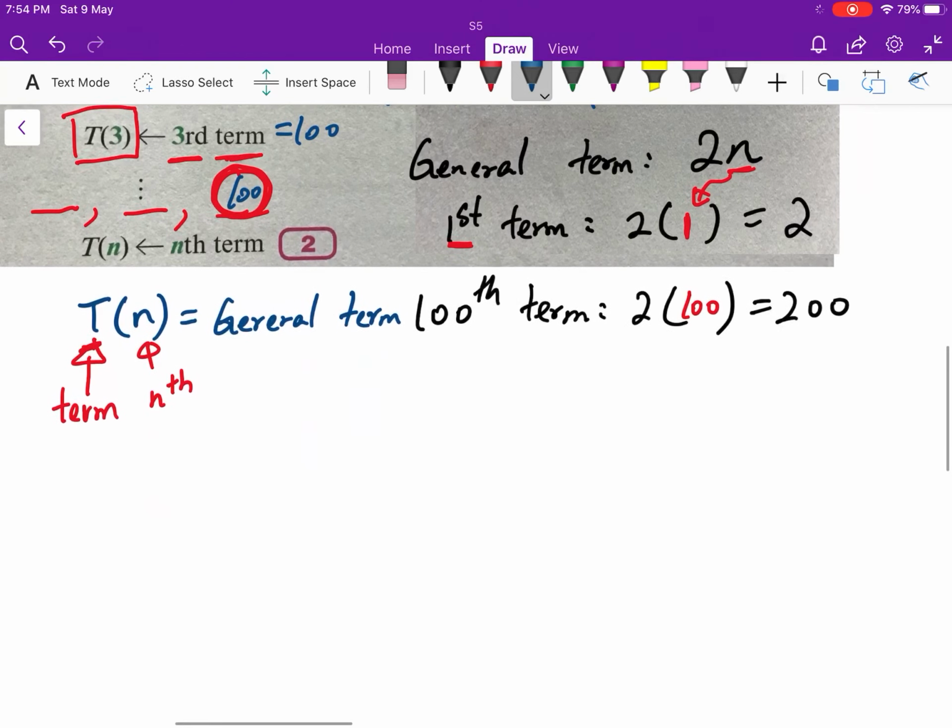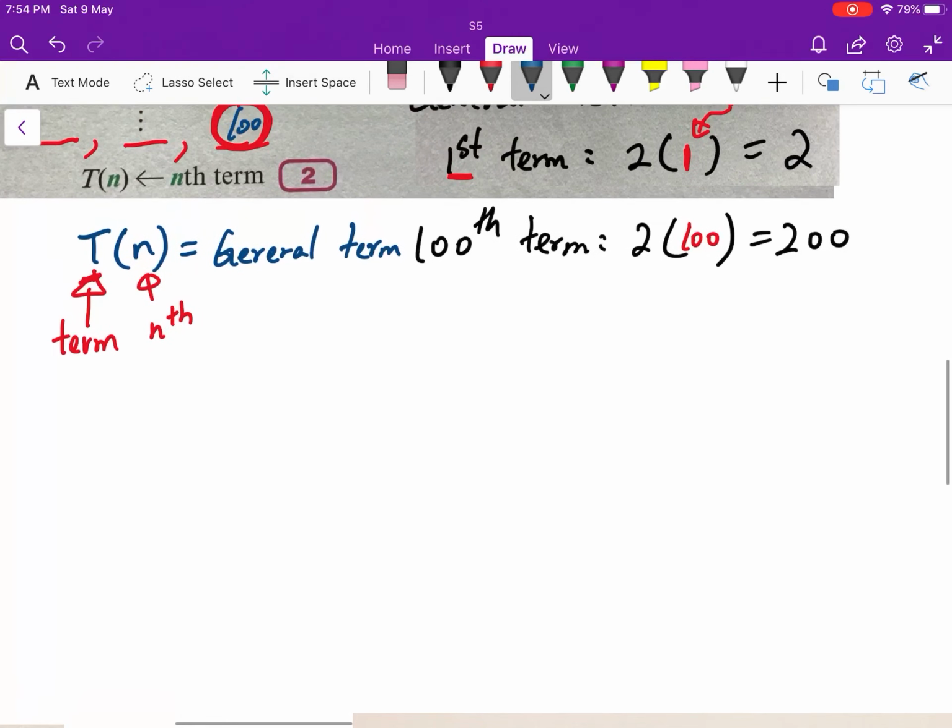Now you know how to find the general term, right? Let's try one more example to find out. So let's do another example. Maybe we use the square numbers to do it. So the square numbers are 1, 4, 9, 16, 25, 36. So what is the general term?